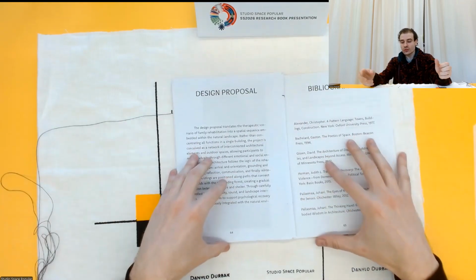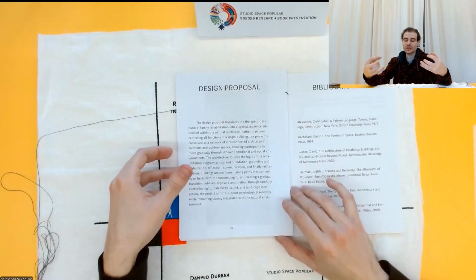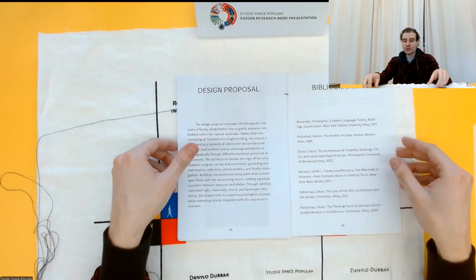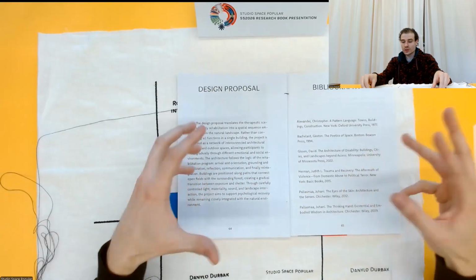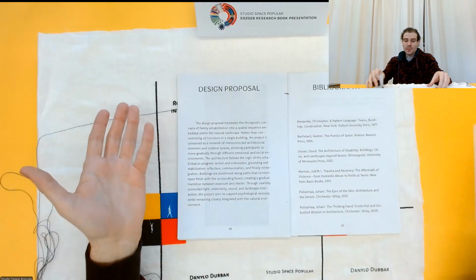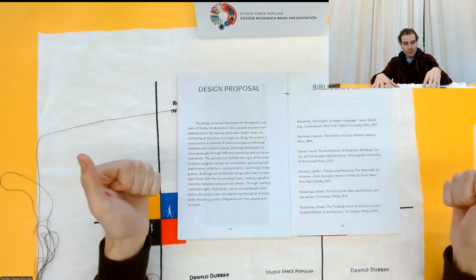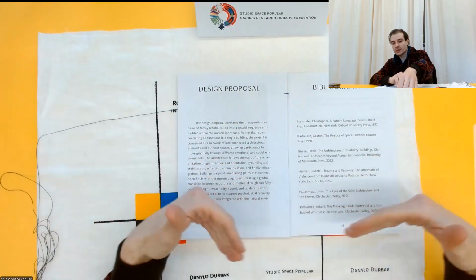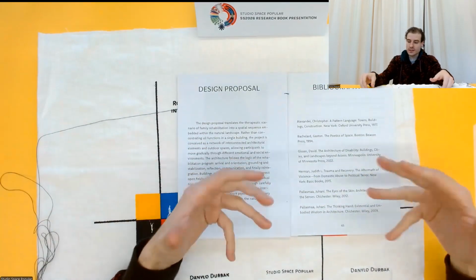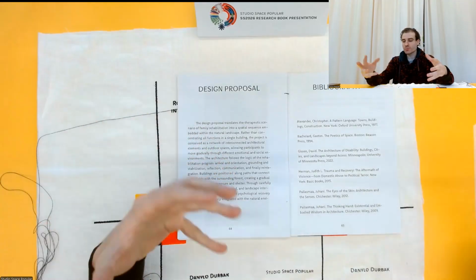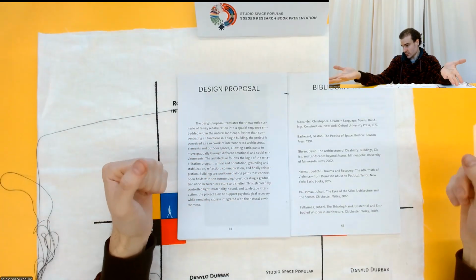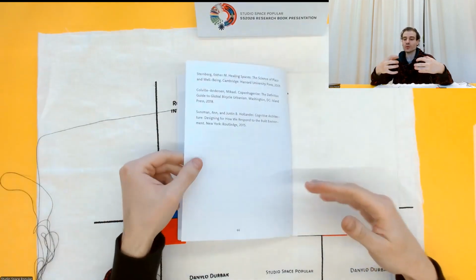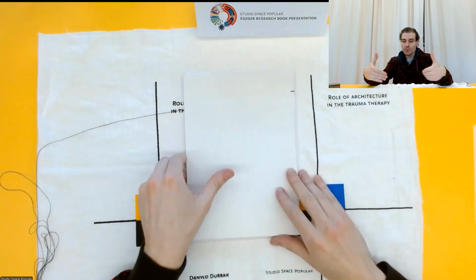So, my design proposal is to create a therapeutic center for war veterans and their families with three pavilions as a three-stage model of trauma treatment. The first pavilion is about stabilization, then trauma processing in the second pavilion, and the last pavilion would be an integration garden to reconnect with other people and the nature itself. So I think I will stop it here.